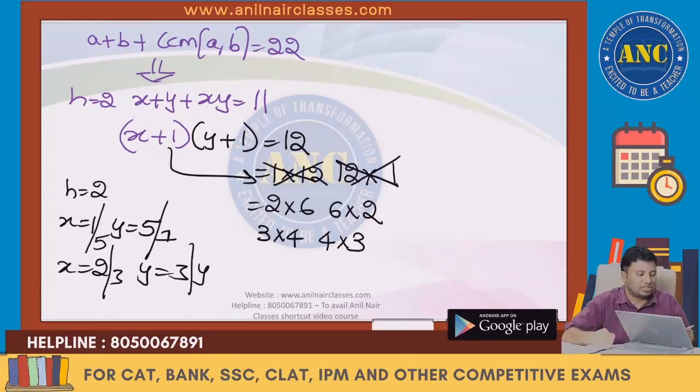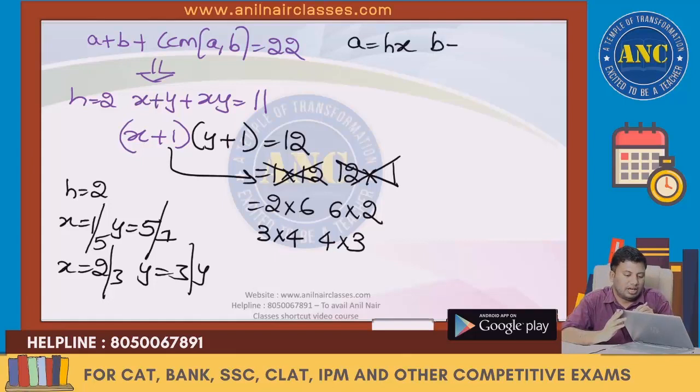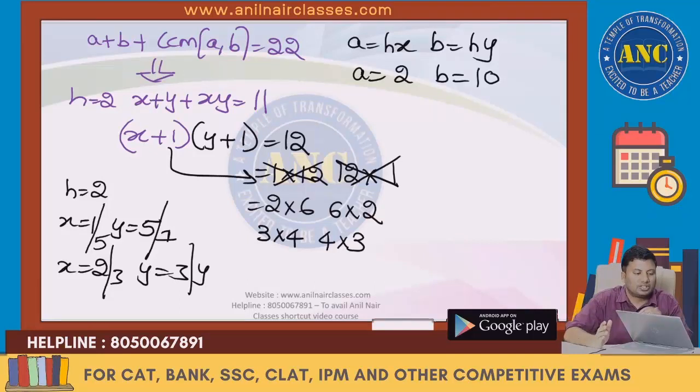2. Let us check it out. What will be the number? The numbers are hx and hy. A is 2 ones are 2. B is 2 fives are 10. 2 plus 10 is 12. 12 plus the LCM of 2 comma 10, which is 10. 12 plus 10 is 22. Perfect, right? Or A can be 10 or B can be 2.